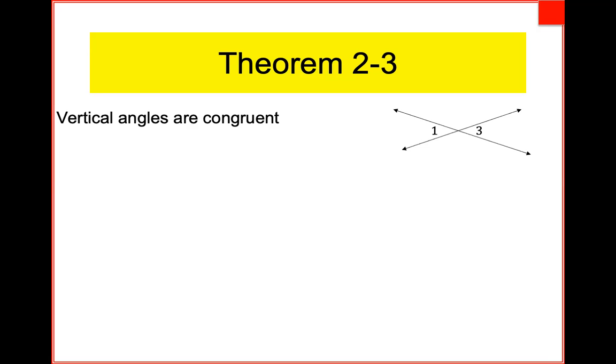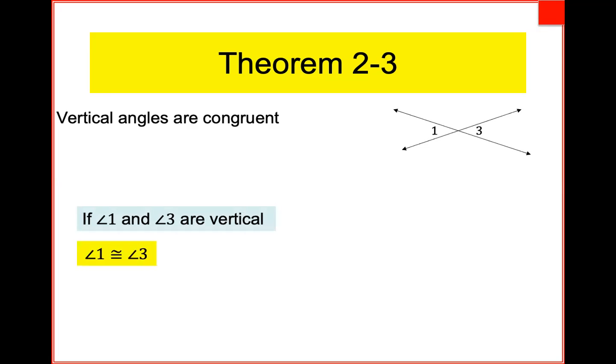So it's not that all 4 angles are the same. It's that the ones that are vertical are the same. Top and bottom, left and right. It also says this. If 1 and 3 are vertical, that means that 1 is congruent to 3, and it means their measurements are equal. You get to now, because of this one theorem, say those 2 things. If you have vertical angles, their measurements are equal, and they are congruent.